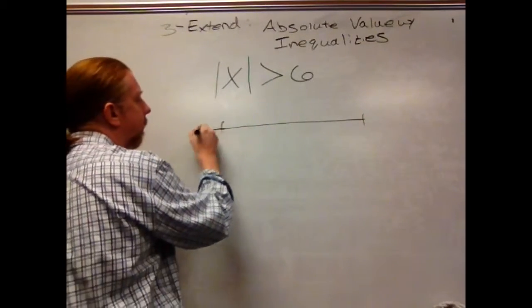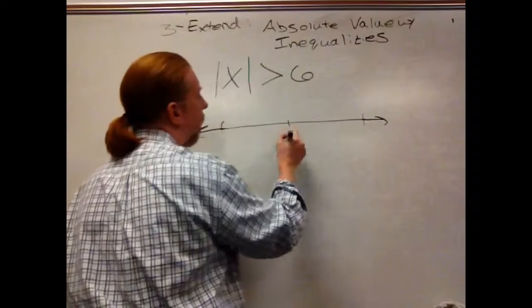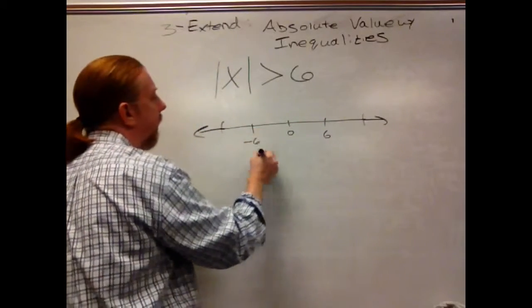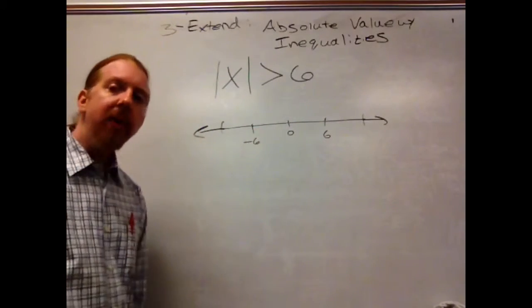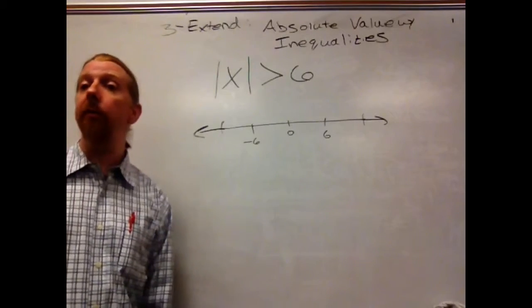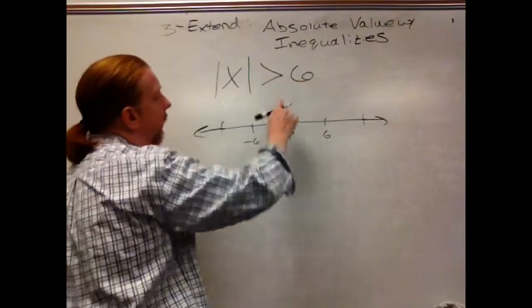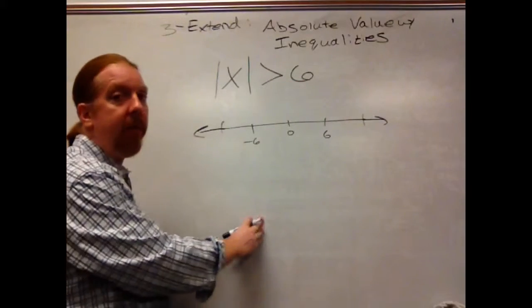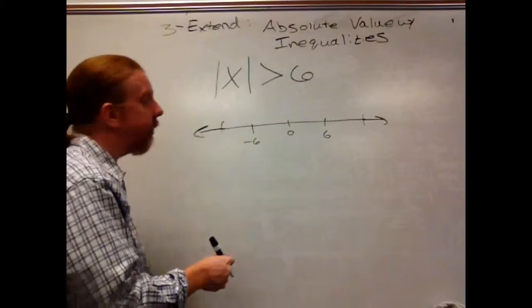Now, there's my number line. There's 0, there's 6, there's negative 6. Let's talk about some numbers we can plug in and see if they make the statement true, like the number 0. Is 0 greater than 6? No. So 0 will not be a solution.